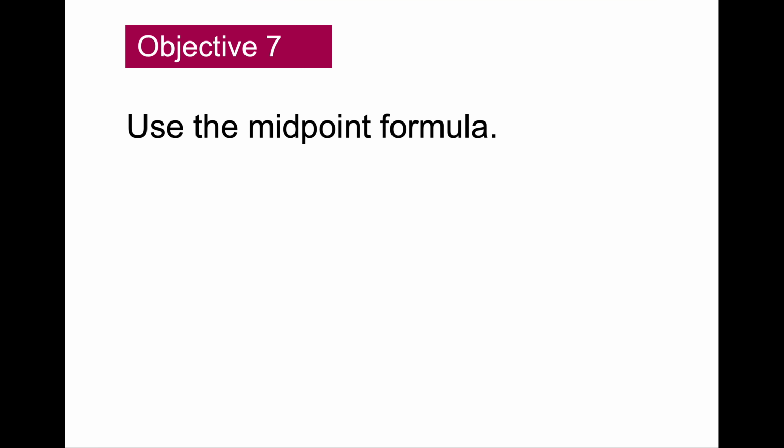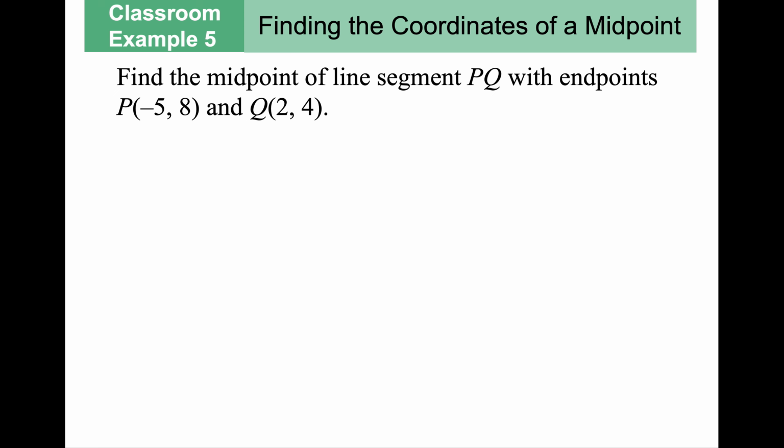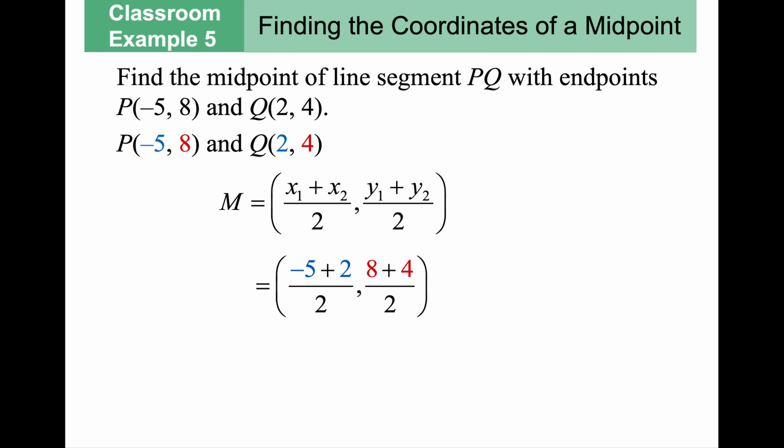Now let's look at the midpoint formula. When I'm using the midpoint formula, I'm adding the x-coordinates, dividing by 2. I'm adding the y-coordinates, dividing by 2. It will always give you a point for your answer. Not a number, a point. So I'm going to take the x-coordinates, add them and divide by 2. Take the y-coordinates, add them and divide by 2, and there's my answer.